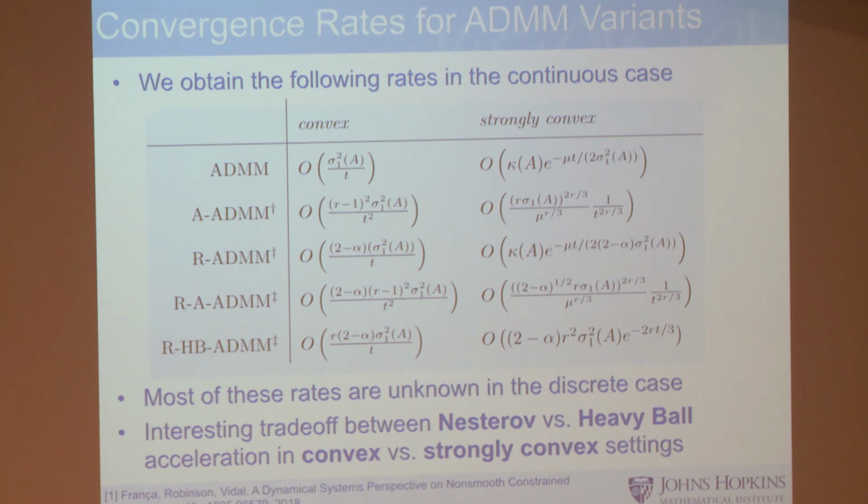Just to point out very briefly, here you see 1 over t. You also see that the singular values of the constraint matrix play a role in the constants. You see that in the strongly convex case, the mu parameter is the constant for the strong convexity. That also plays a role.